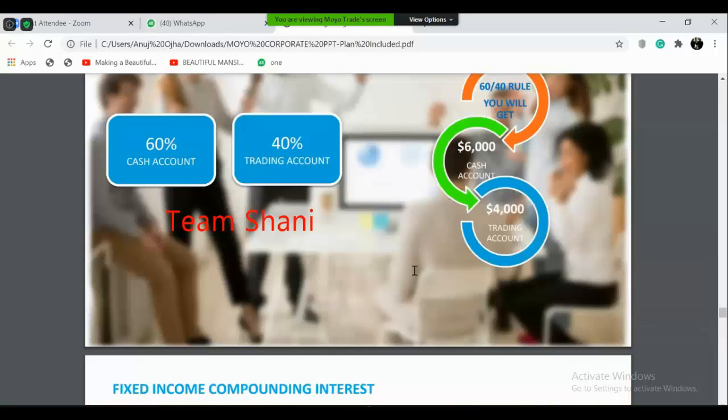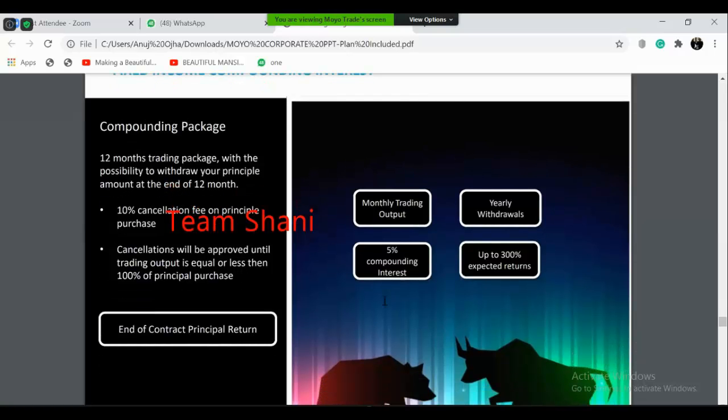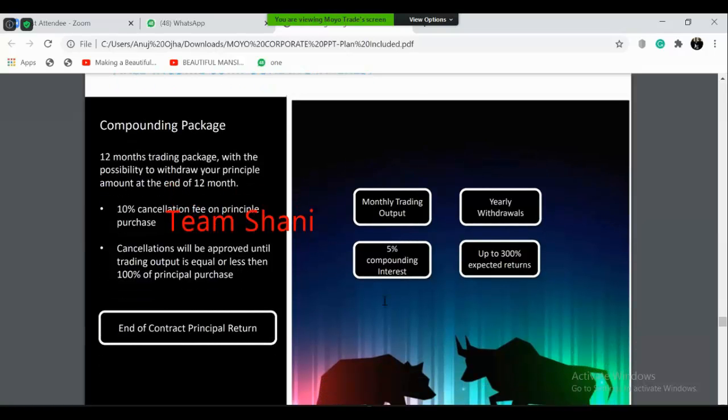Now, this is a fixed income, which I have already mentioned. The 12-month trading compounding packages are for 12 months. And if for some reason the client wants to cancel, then there is a 10% cancellation fee, and just basic things, right? So the investor can earn up to 300%.